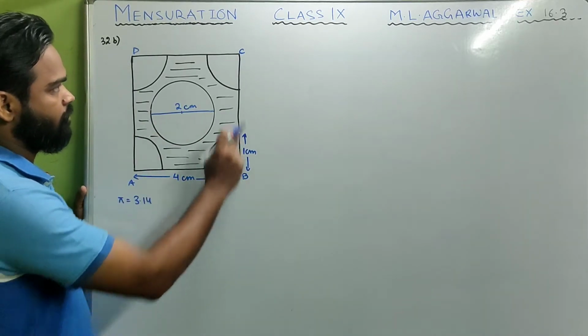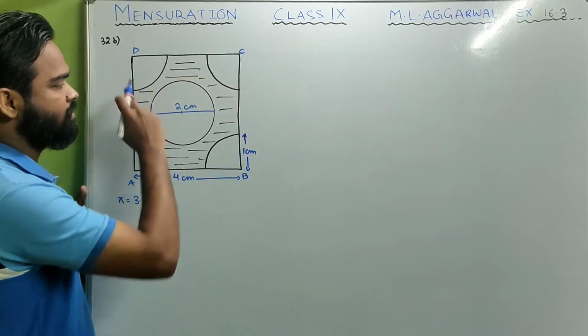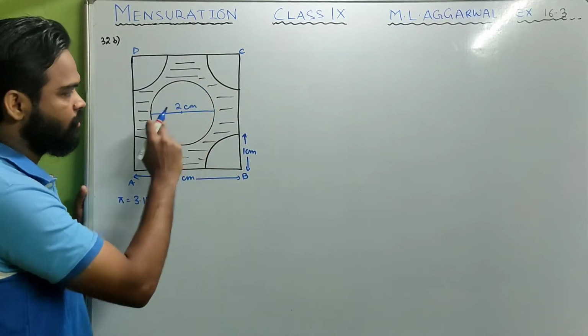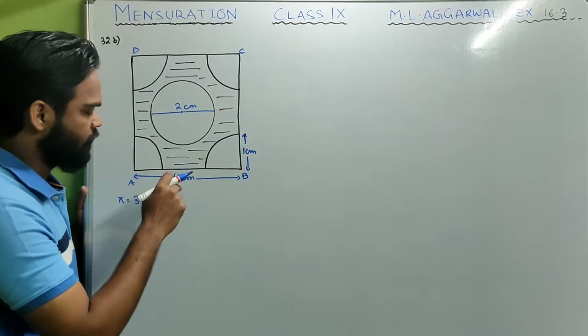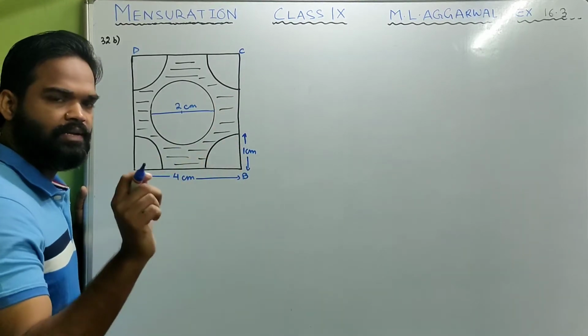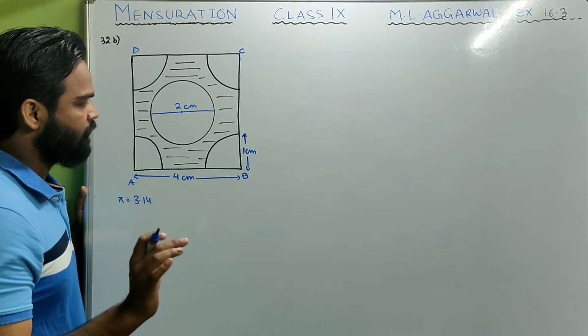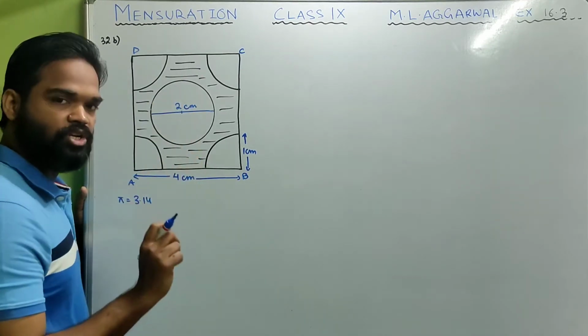They've given a square ABCD. Inside it, there's a circle with diameter 2 centimeter. At the corners, there are 4 quadrants of equal radii. That is 1 centimeter. Okay? They've told us to find the area of the shaded region.